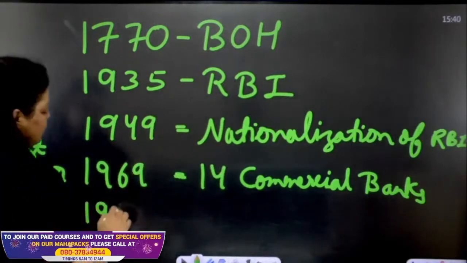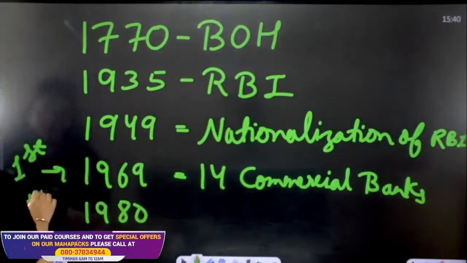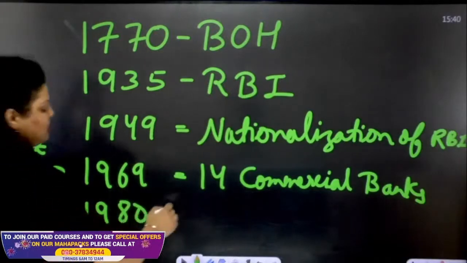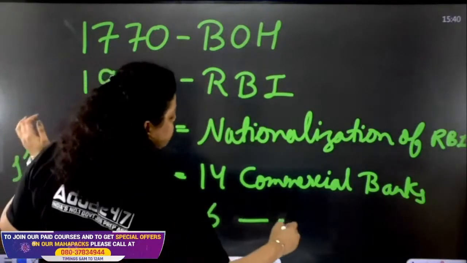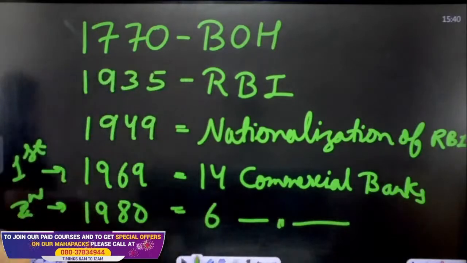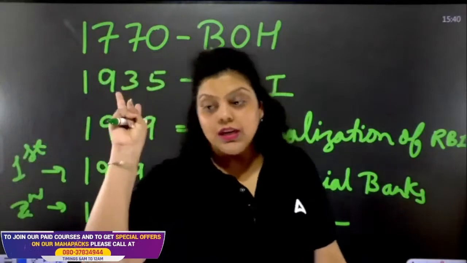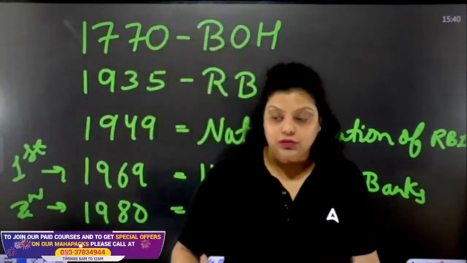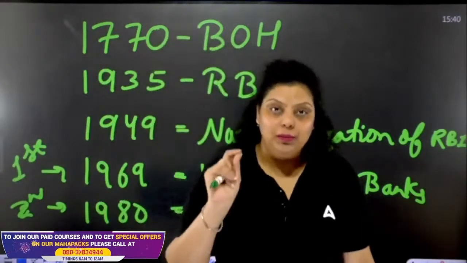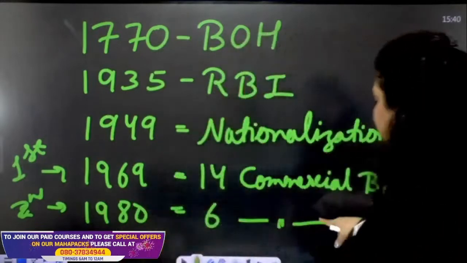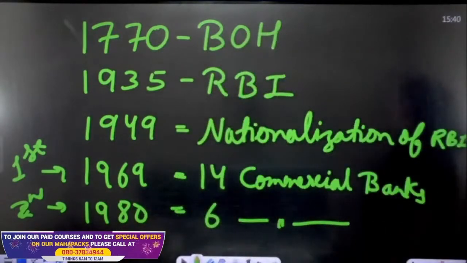Then in 1980, the second nationalization happened, and in the second nationalization, 6 more commercial banks were nationalized. Now, why only 6 more commercial banks? Because the criterion the government gave was 200 crore public deposit. So 200 crore public deposit was the criterion seen here in 1980.